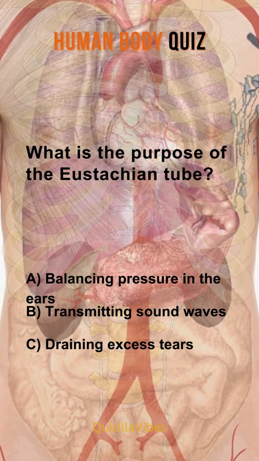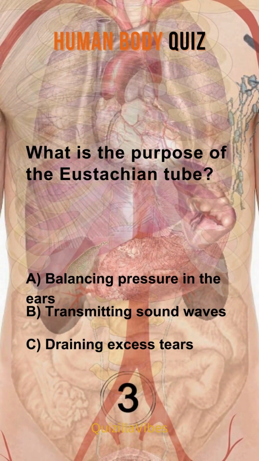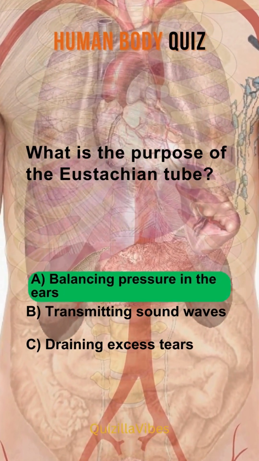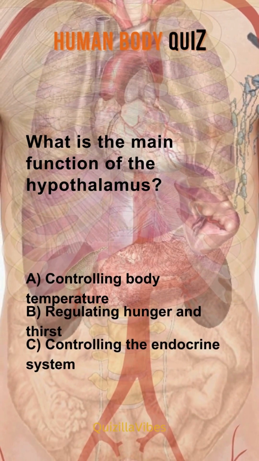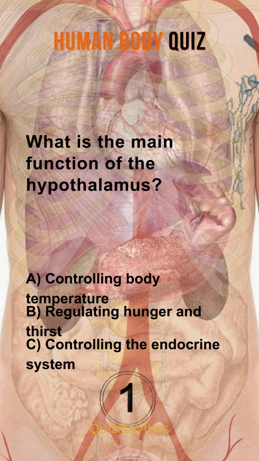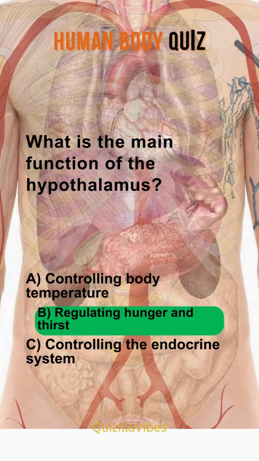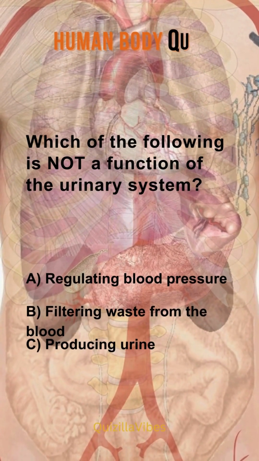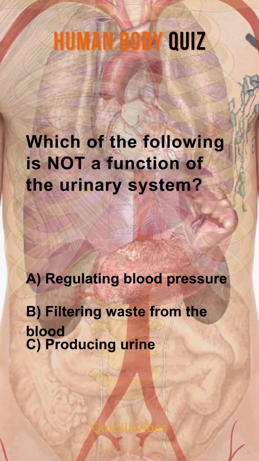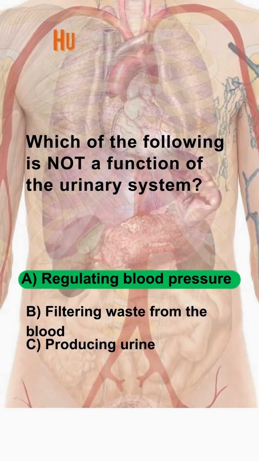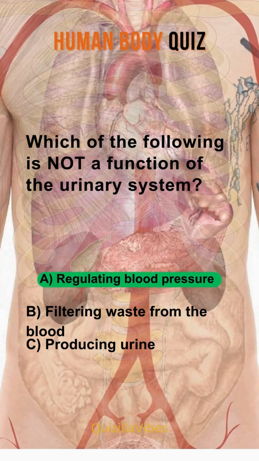What is the purpose of the eustachian tube? Balancing pressure in the ears. What is the main function of the hypothalamus? Regulating hunger and thirst. Which of the following is not a function of the urinary system? Regulating blood pressure.